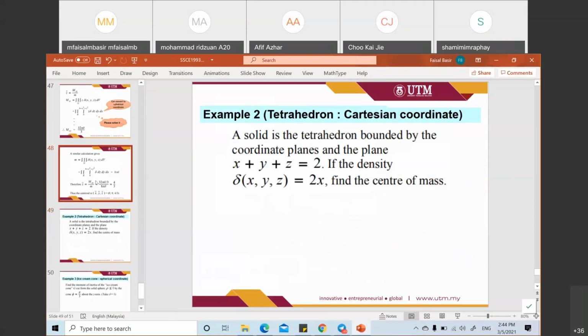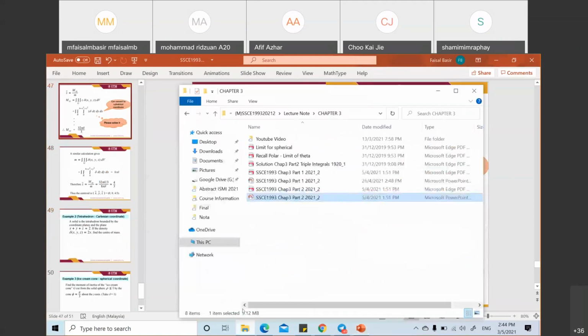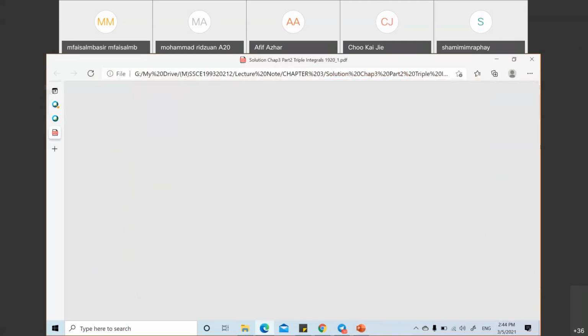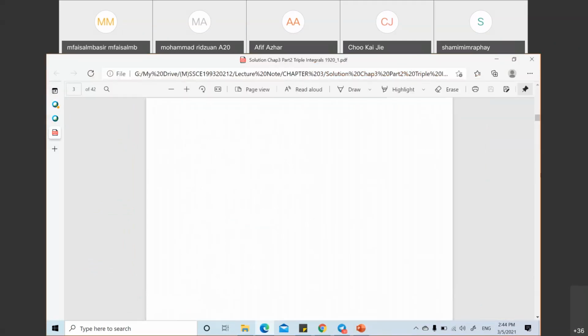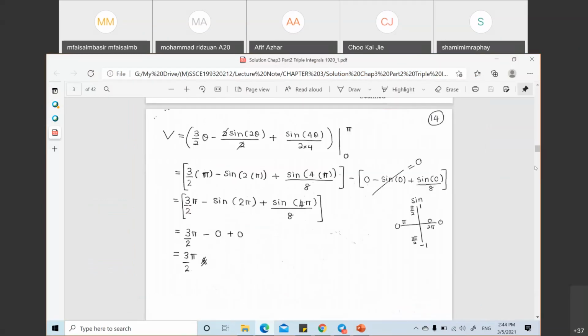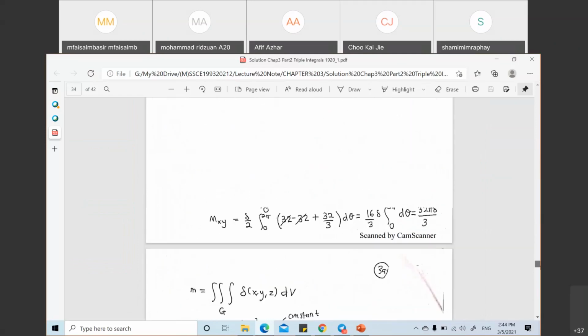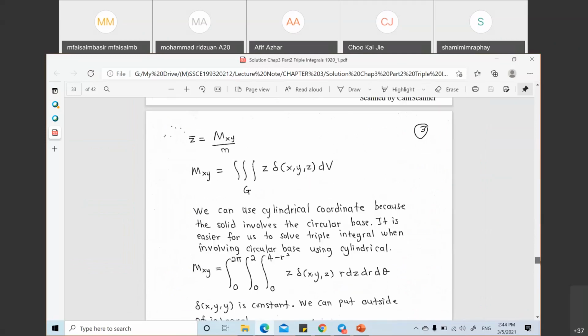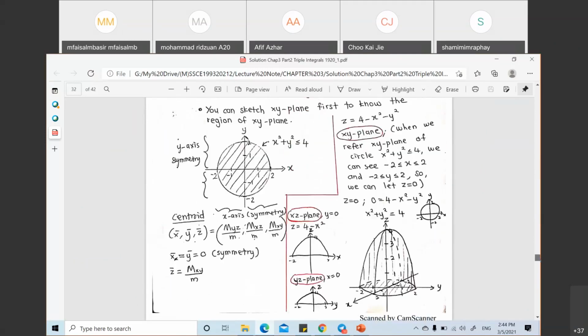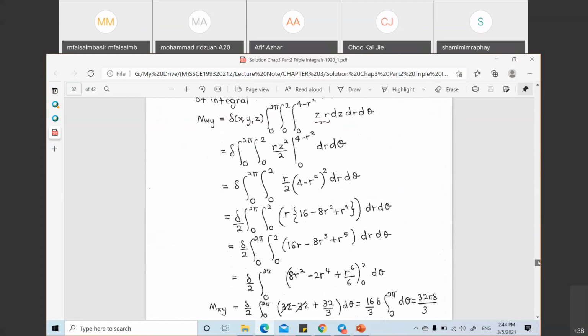Okay, so we see the solution. I have given you a solution. Make sure you already know how to draw the traces and everything. So x bar and y bar are 0 by symmetry, and z bar will be Mxy over m. So this is the solution.